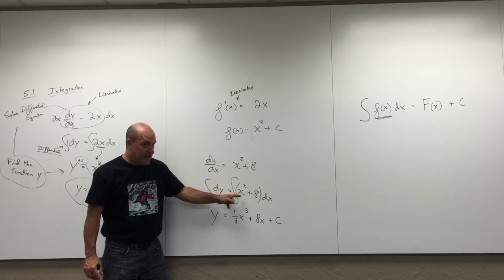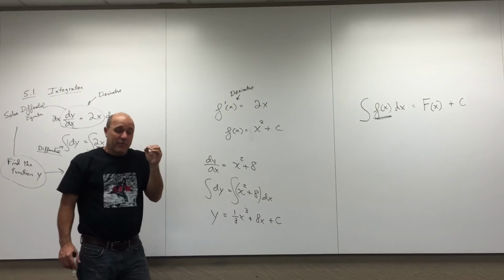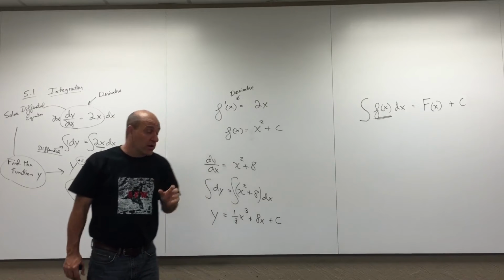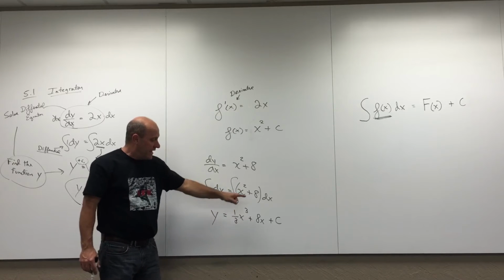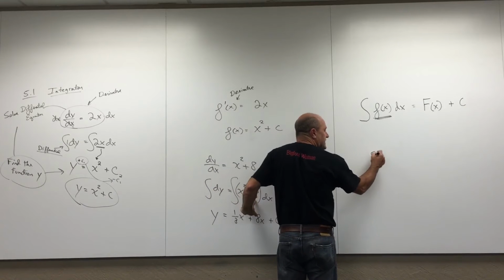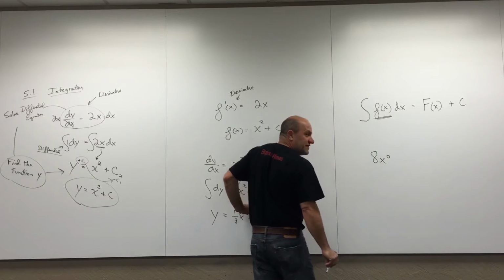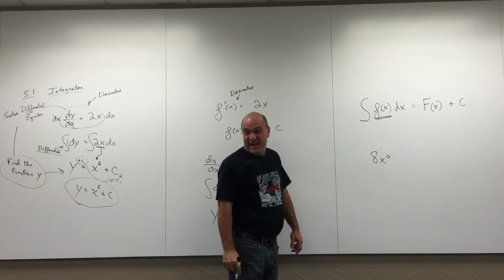I'm integrating, right? I'm doing the reverse of differentiation. I'm doing my integration power rule, which is add 1 and divide by the new power. And when it's an 8, you could think that's 8x to the 0. It's kind of weird, but you could think like that. That's what an 8 is.